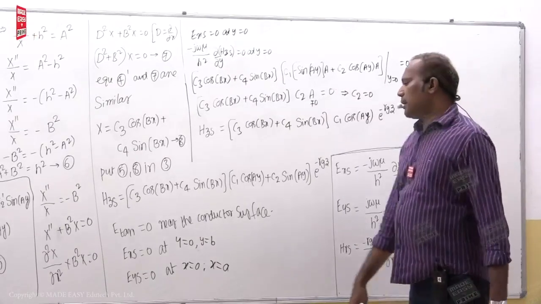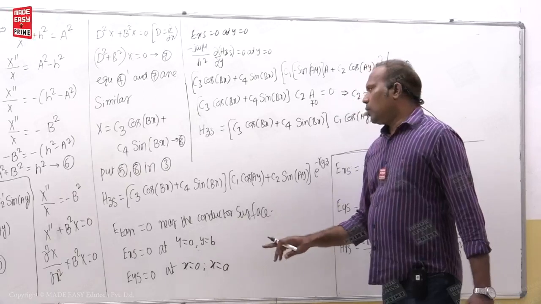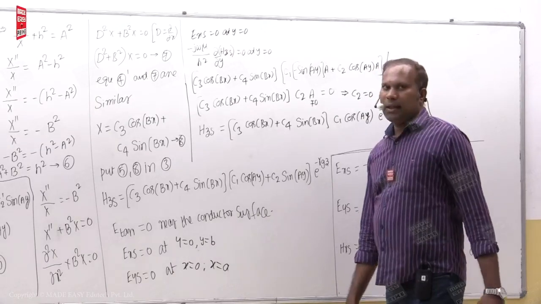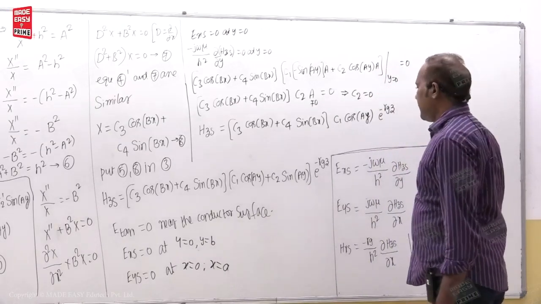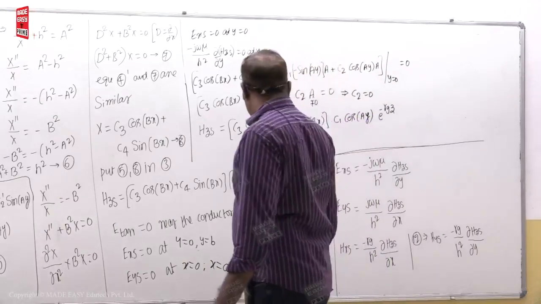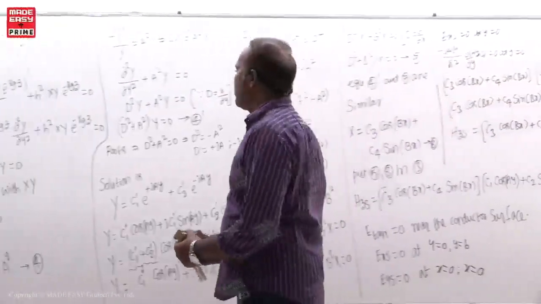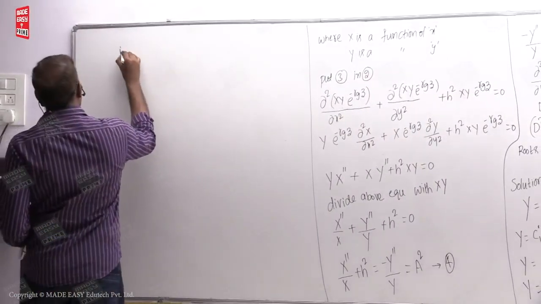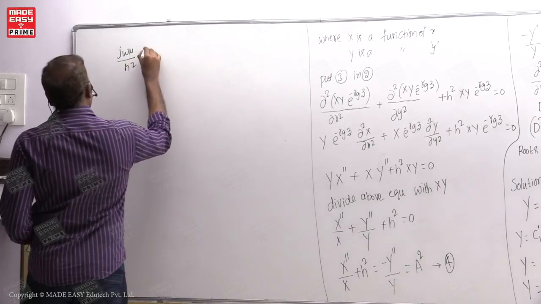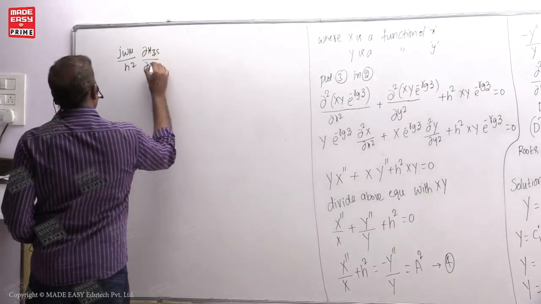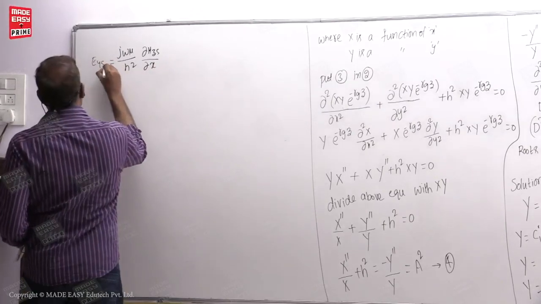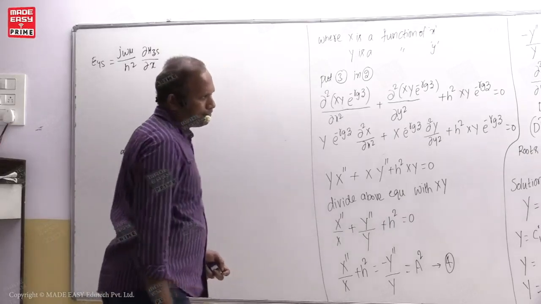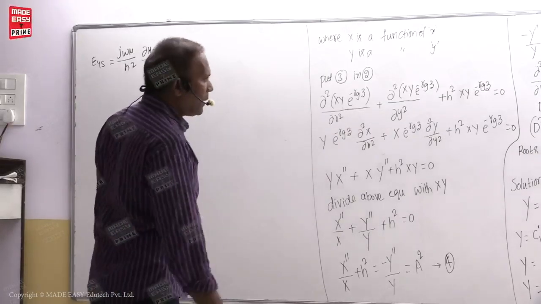Then again we will substitute Exs is 0 at y is equal to b. We get one constant, and again Eys is equal to 0 at x is equal to a. We will get another constant. Then the derivation will be completed actually. So here I am continuing that. So Eys is equal to j omega mu over h square, dou Hz by dou x. That is Eys.